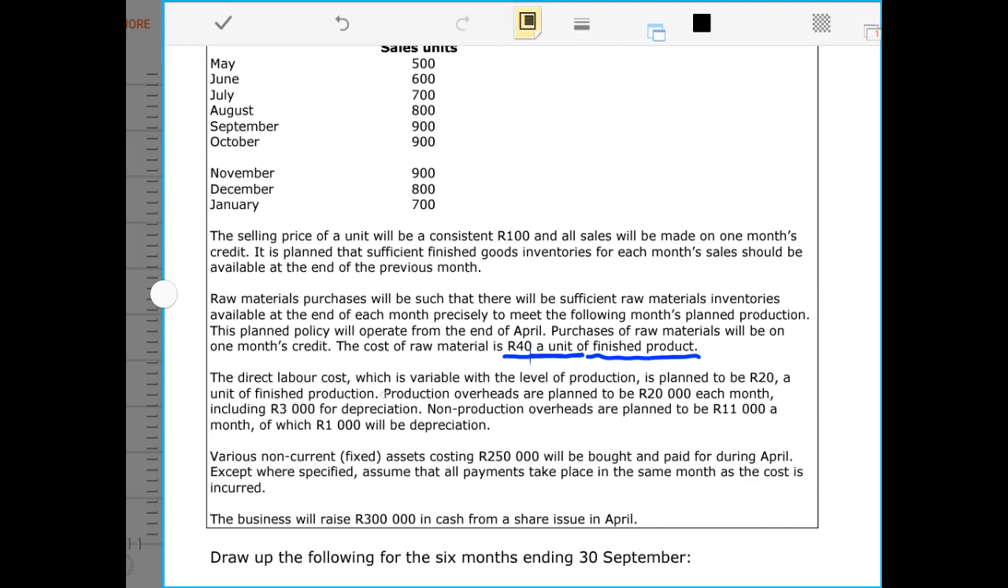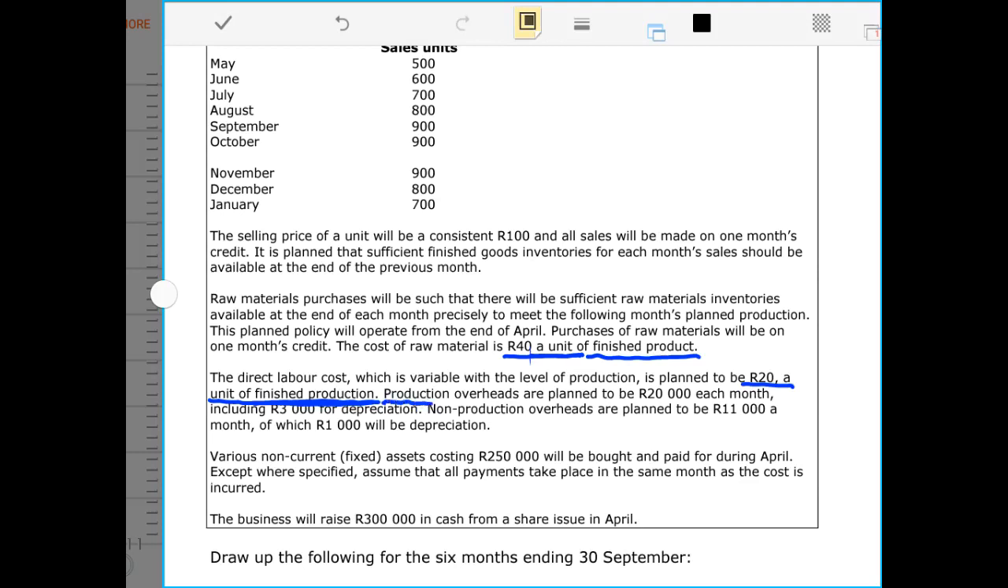The direct labor cost, which is variable with the level of production. So now direct labor cost is variable and it varies with the level of production, is planned at 20 Rand a unit. That means you are also given direct labor cost per unit, not per hour. So now in this case, all we need is just to know the number of units that were produced in that period, and they say of finished production. So now that means if we know all the finished units or production number of units for that month, we multiply that by 20 to get to the total cost of direct labor.